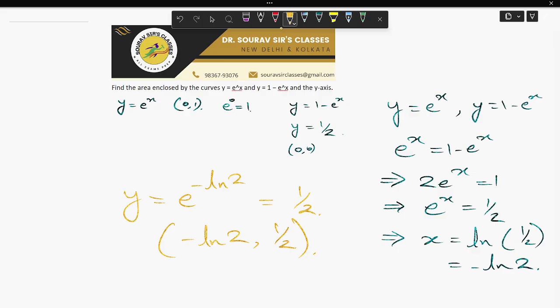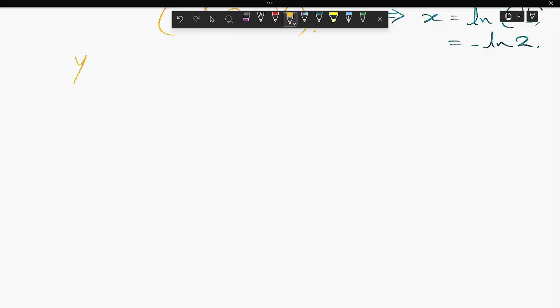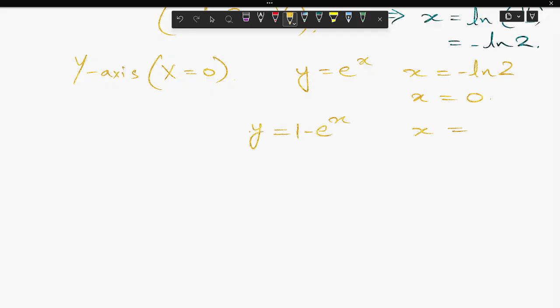Okay, so now we are going to determine the limits of the integration. The region is bounded by the y axis, that is x equals 0, and the curve y equals e to the power x from x equals minus ln 2 up to x equals 0, and y equals 1 minus e to the power x from x equals minus ln 2 to x equals 0. So the limits of the integration are minus ln 2 to 0. Now we are going to set up the integral first.